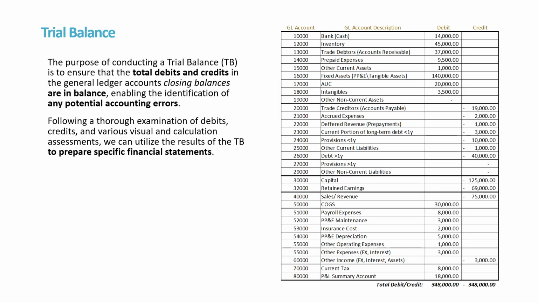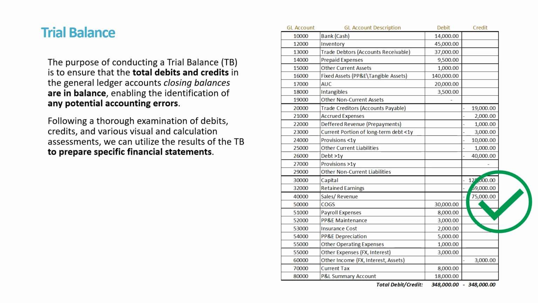The trial balance is a crucial step in the accounting process, and its primary purpose is to ensure the accuracy of financial records. The trial balance is used to verify that the total debit and credit in general ledger accounts are in balance. In other words, it's like a checkpoint ensuring that the books are in order. By comparing the total debits with the total credits, we can identify any potential accounting errors that might have occurred during the recording of financial transactions. When the trial balance successfully balances, we can utilize the result of the trial balance to prepare specific financial statements.